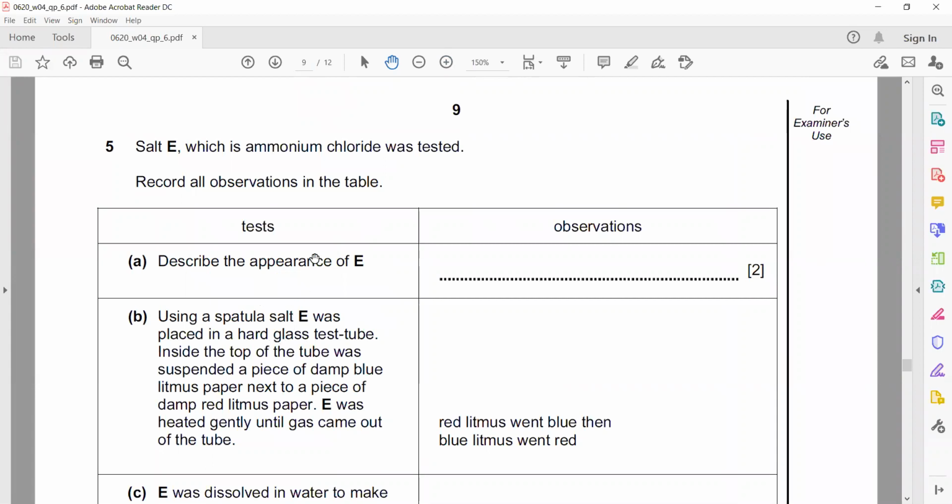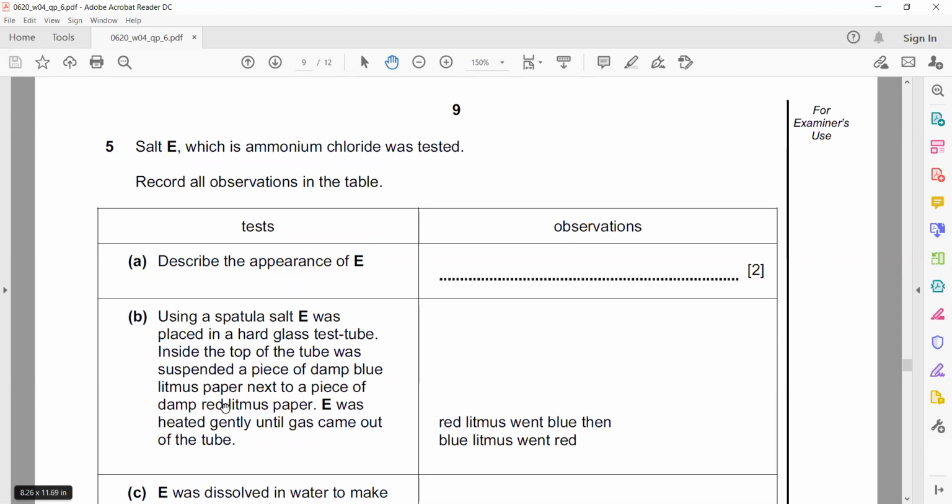Using a spatula, salt E was placed in a hard glass test tube. Inside the top of the test tube was suspended a piece of damp blue litmus next to a piece of damp red litmus. E was gently heated until a gas came out and red litmus went blue, then blue litmus went red.